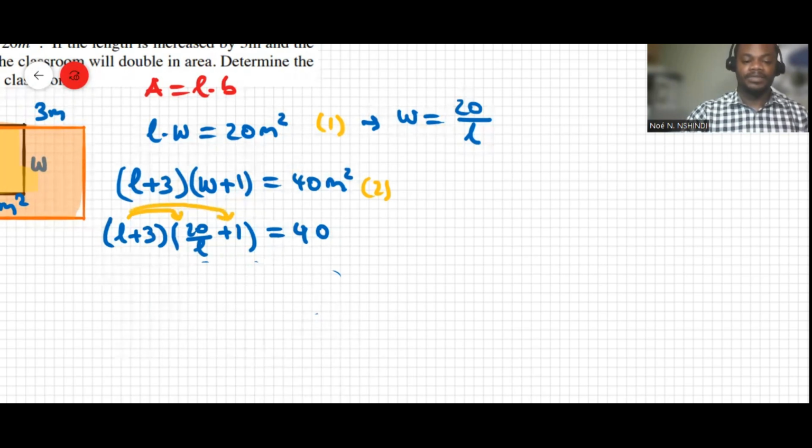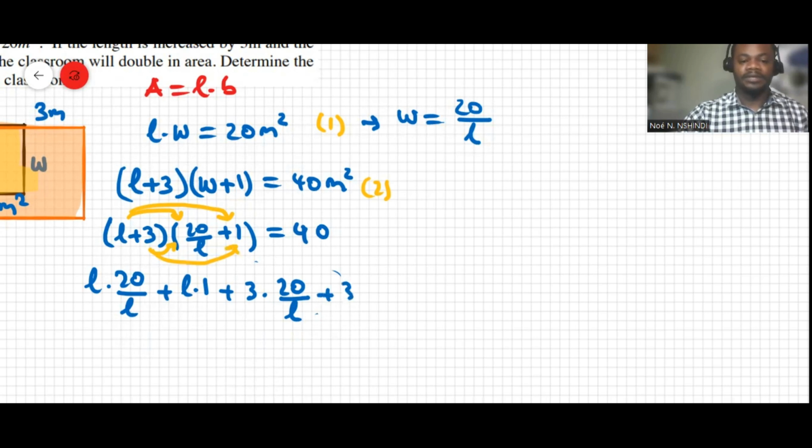Okay, so this will be what? 20 L multiplied by 20 over L plus L multiplied by 1. Okay, and then 3 here multiplied by 3, something like plus 3 multiplied by 20 over L. Okay, and then 3 times 1 plus 3 times 1 equals 40.